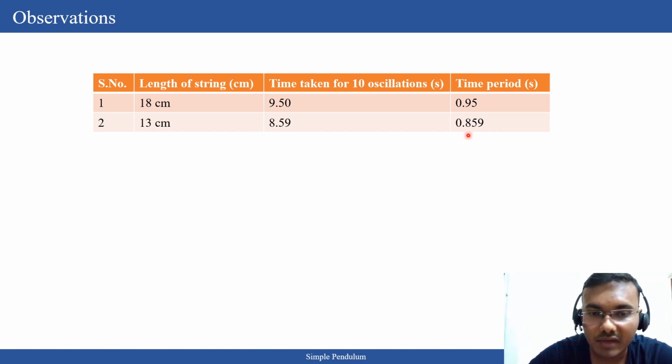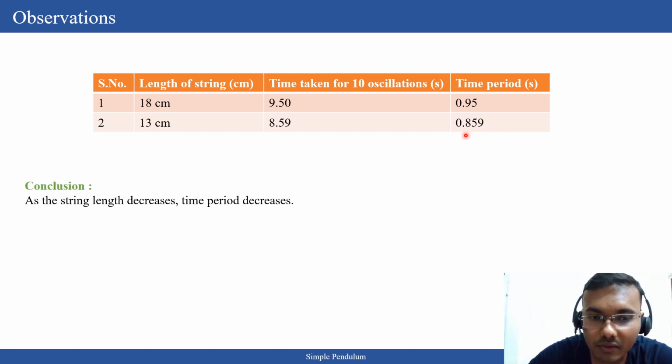So we draw the following conclusion, that as the string length decreases from 18 centimeter to 13 centimeter, our time period also decreases from 0.95 to 0.85 seconds. So these are our observations, and I strongly recommend you to perform experiments with other varying conditions and similarly try to get some conclusion.